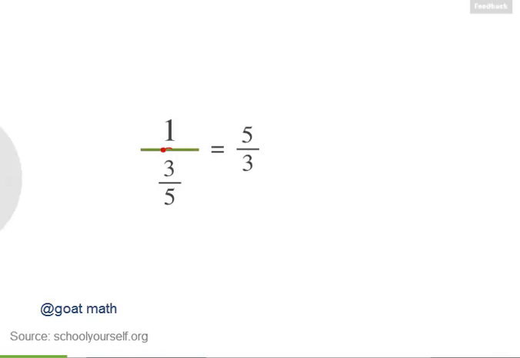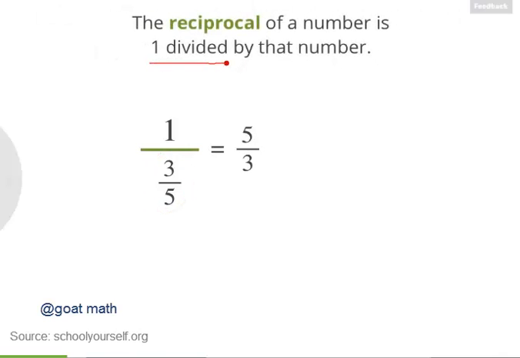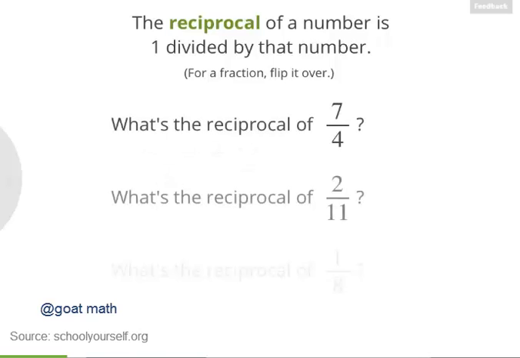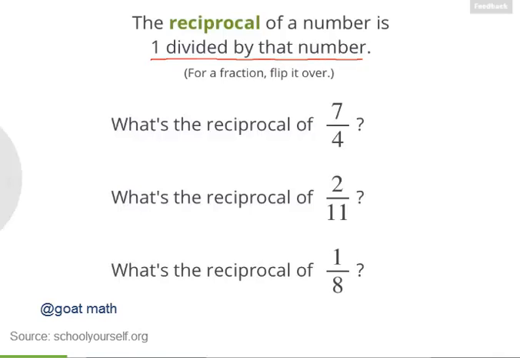Now for any number, like the number 3/5 over here, the reciprocal is 1 divided by that number. So the reciprocal of 3/5 is 5/3. In general, you can always find the reciprocal of a fraction by flipping it over. So next, try finding the reciprocals of these fractions. You can divide 1 by each of these numbers, or you can use this trick.